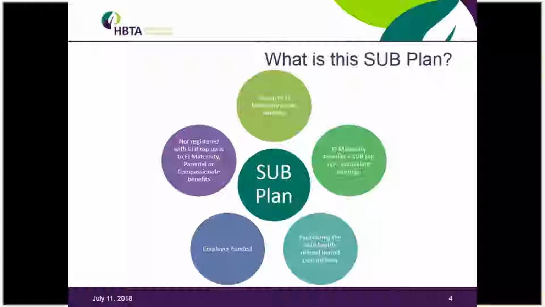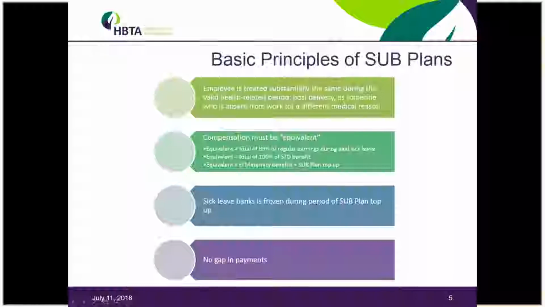Under this subplan, the top-up is paid during the valid health-related period only. And just to ensure that we all understand, the valid health-related period is the period the employee is recovering from delivery of her child. A subplan has to be employer-funded. And even though when subplans first came into effect, and certainly when this subplan came into effect, it had to be registered with EI, now, if the subplan is topping up to EI maternity, parental, or compassionate benefits, it does not have to be registered anymore.